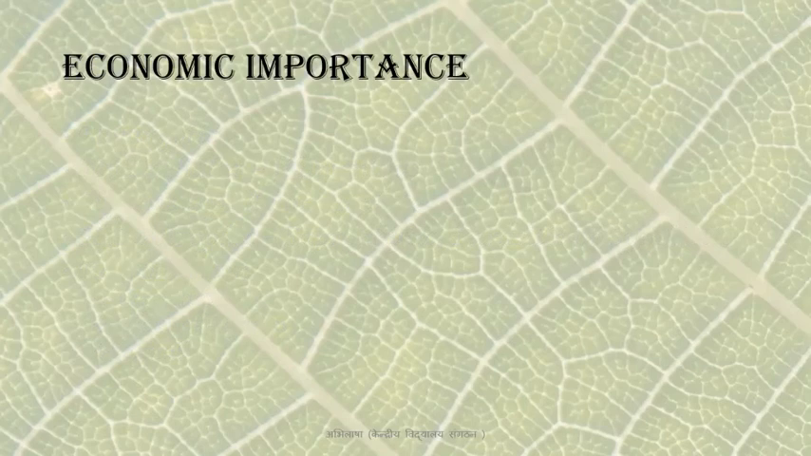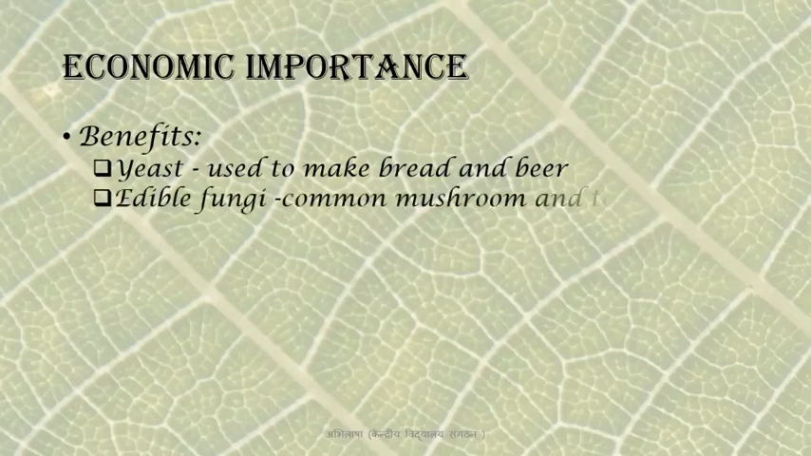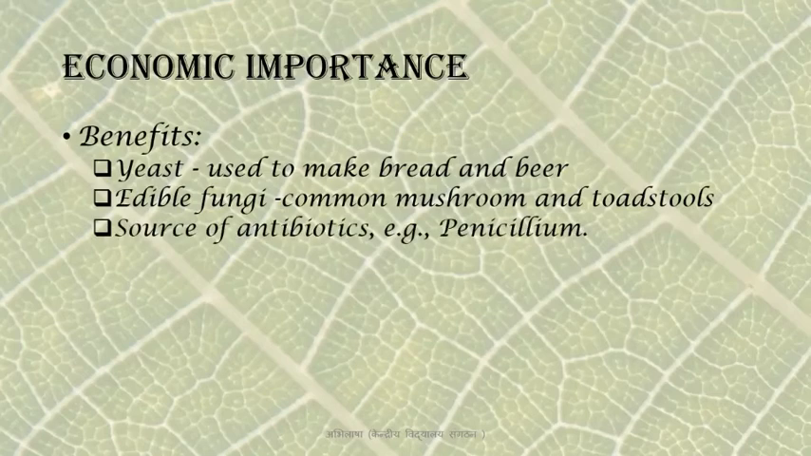Now, how do fungi influence our life? First, the benefits or the uses of fungi. You know, unicellular fungi, that is yeast, is used to make bread, where it is in fact known as baker's yeast. We eat some of the fungi, the common mushrooms and toadstools. Sources of antibiotics, chemicals which kill bacteria and protect us from damage due to bacterial infection. Antibiotics are usually obtained from fungi.